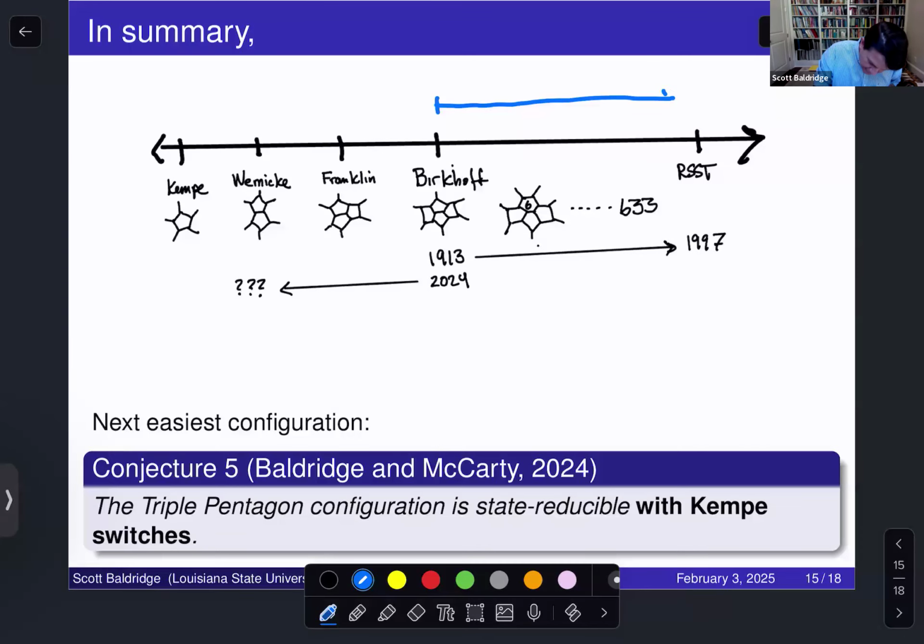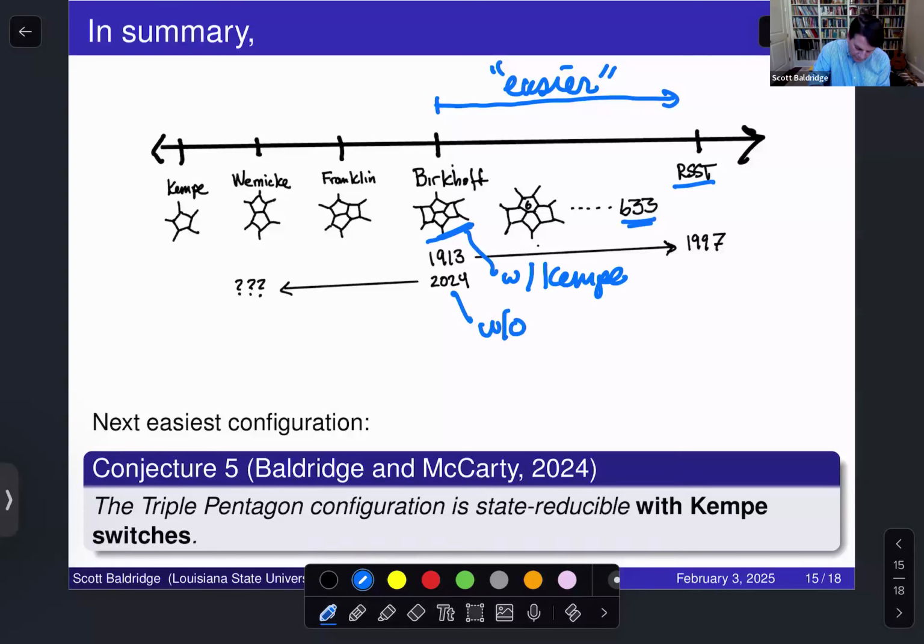So that brings us to the final page, which is, hopefully I've convinced you that if you start with the Birkhoff diamond, it gets easier. And I put easier in quotes because it's not easy, but it's easier. What I mean by this is the 633 of RSST, the 633 of which we just showed. So the original Birkhoff showed that you needed Kempe switches. So this is with Kempe switches. And we just showed without Kempe switches.